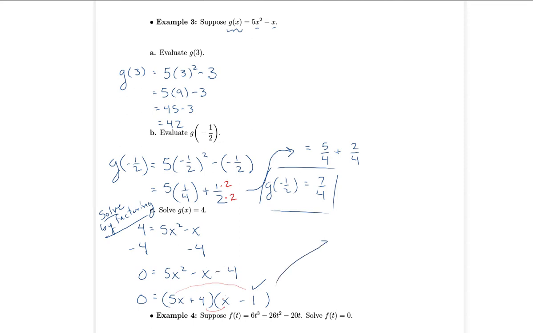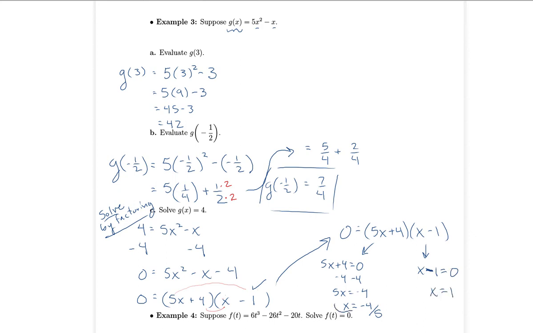And then once you factored, the idea is if you have the product of two things equaling 0, then either the first one has to be 0 or the second one has to be 0. So here I'll say 5x plus 4 equals 0. So I just set each of them equal to 0 and solve. So here I get x equals -4/5. And here, a little easier, I get x equals 1.